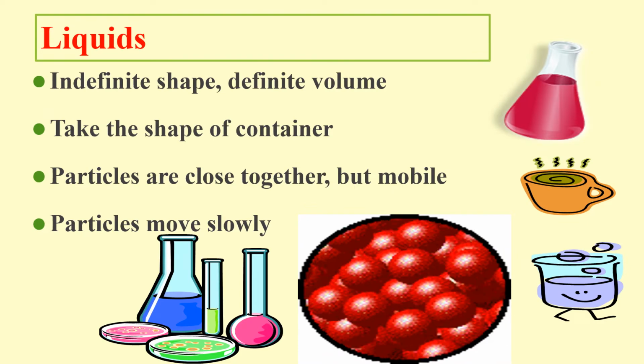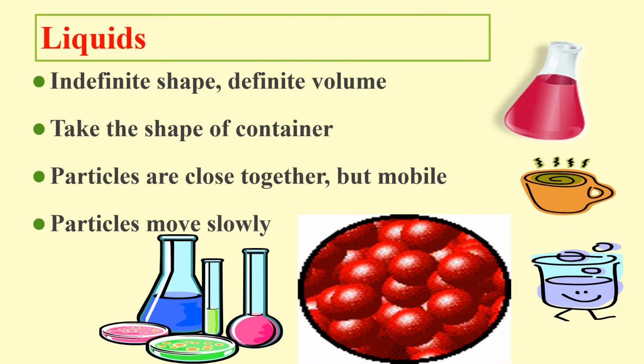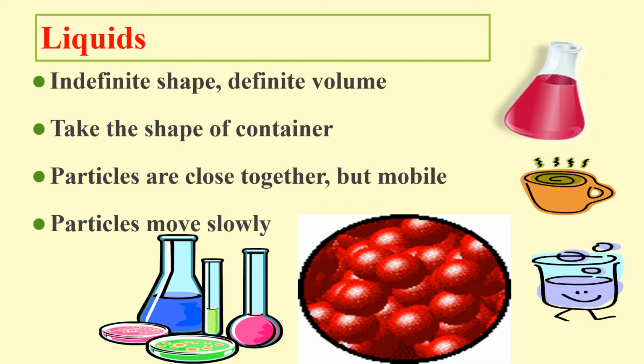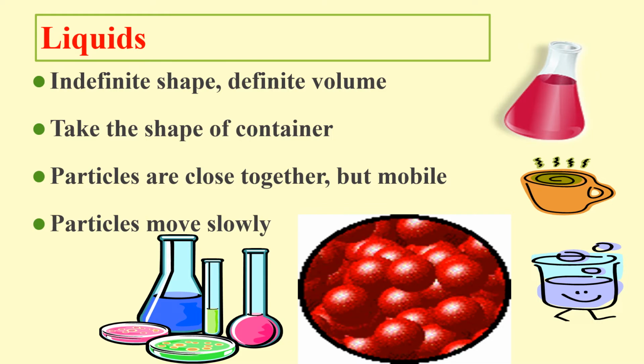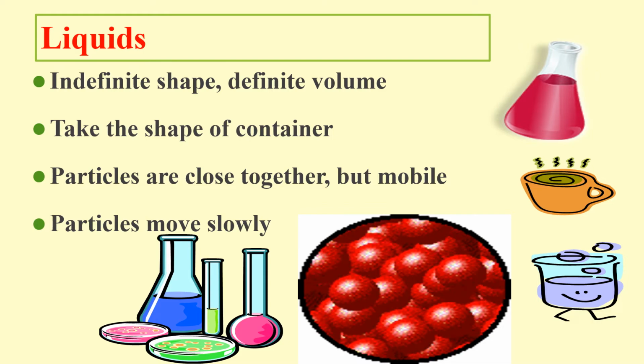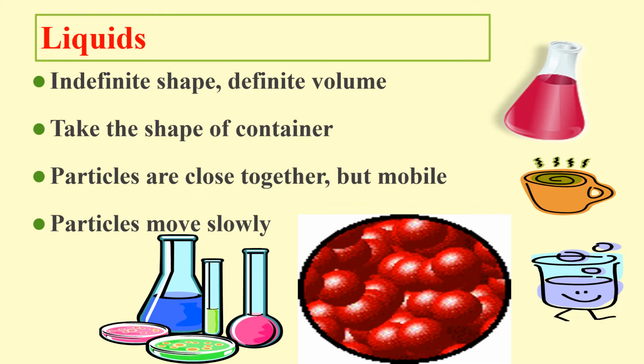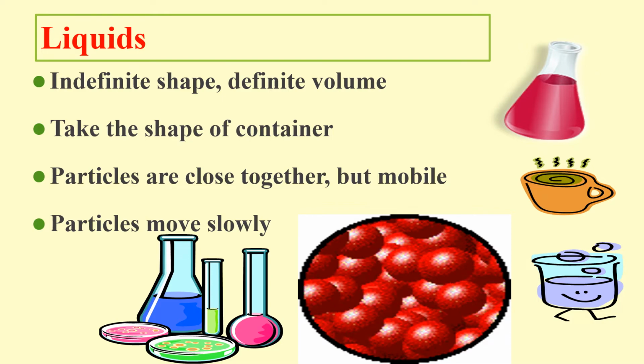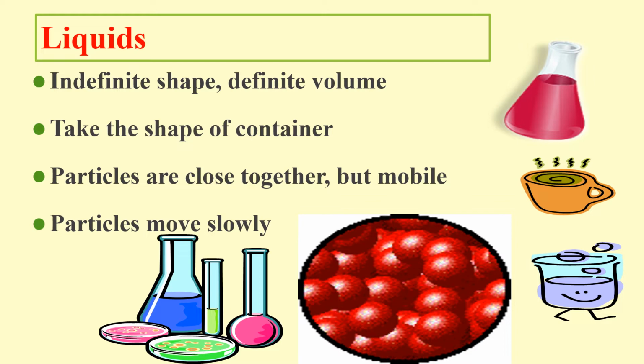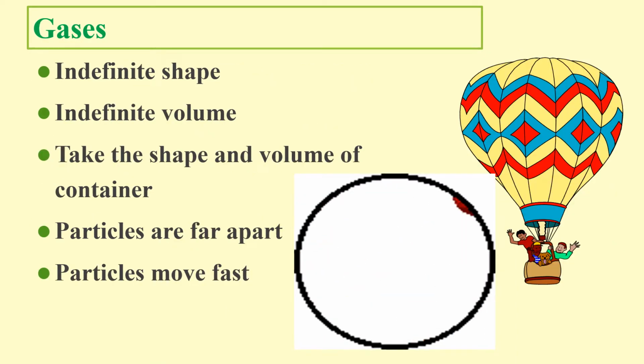Liquids have indefinite shape but definite volume. They take the shape of the container. The particles of liquids are close together but mobile, and the particles move slowly. Gases have indefinite shape, indefinite volume. They take the shape and volume of the container. The particles are far apart, and the particles move fast.